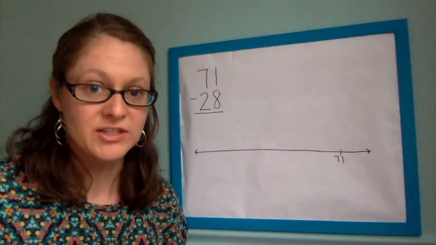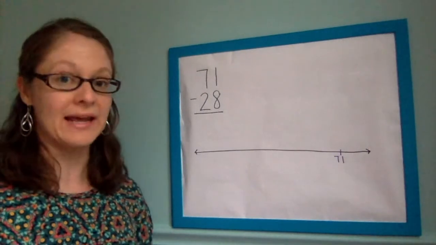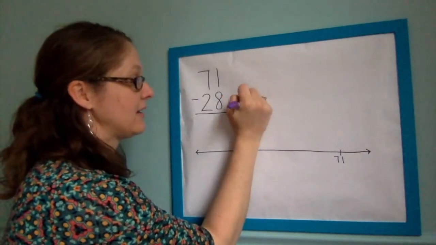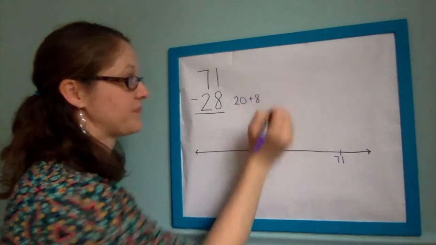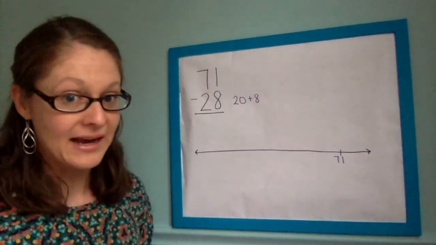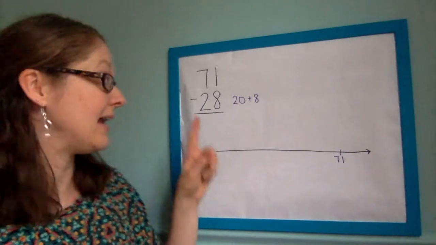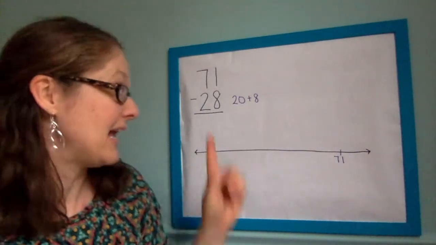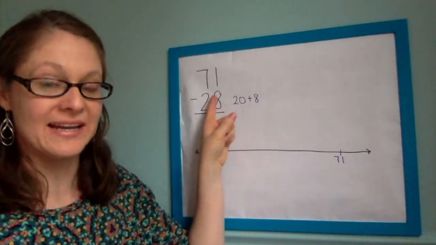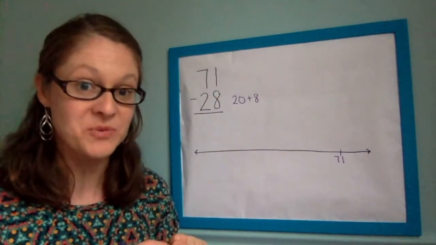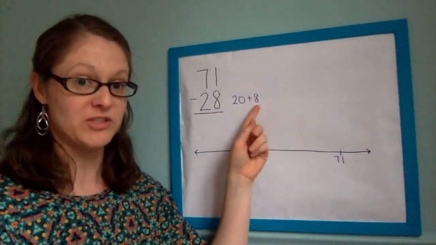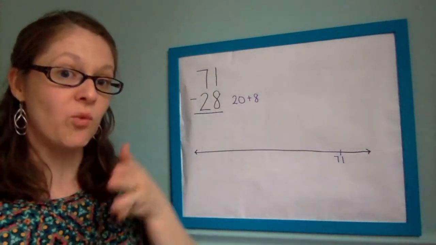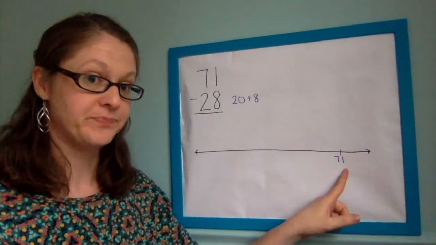Now a lot of the process looks the same. I'm going to look at the number 28 and I'm going to break it into parts. 20 plus 8. I know, I just wrote a plus sign and it's a subtraction problem, but I'm breaking just this 28 into parts. And if I look at how I make 28, the two parts would be 20 plus 8. Now we're going to take those two parts and we're going to take them away from our 71.